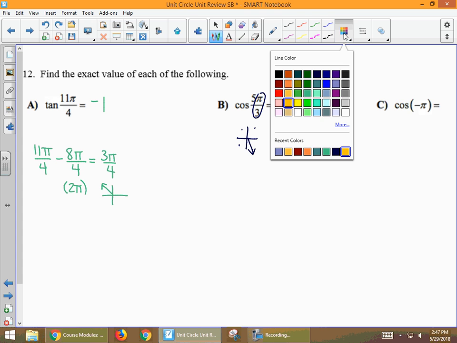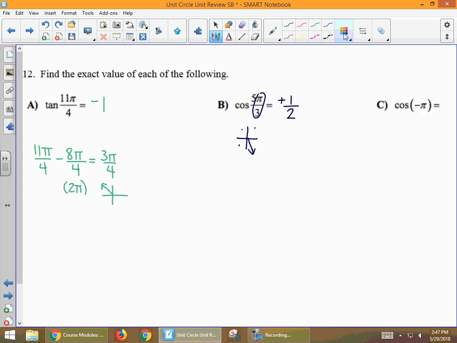All right, cosine of negative pi. Negative pi is too small, not on our unit circle, so I'm going to add 2 pi to see what the coterminal angle is. Negative pi plus 2 pi is pi. So cosine of negative pi is going to be the same value as cosine of pi. And at pi, cosine is negative 1. First row done.